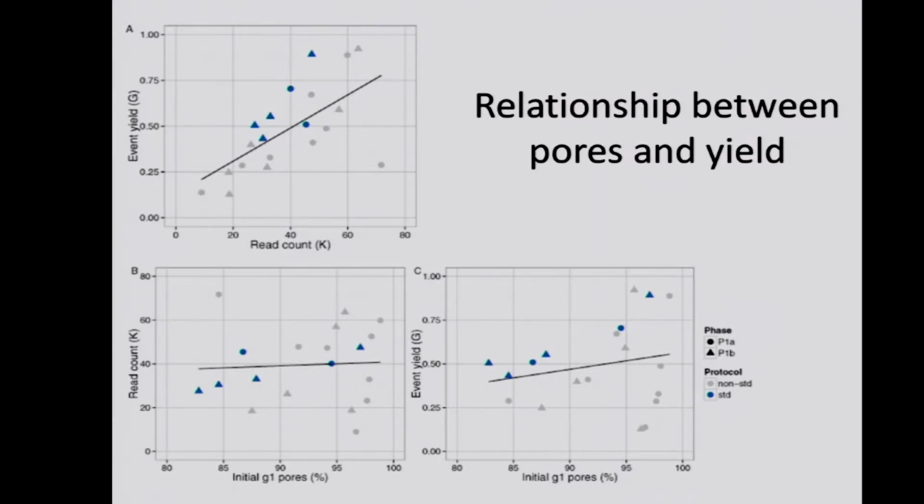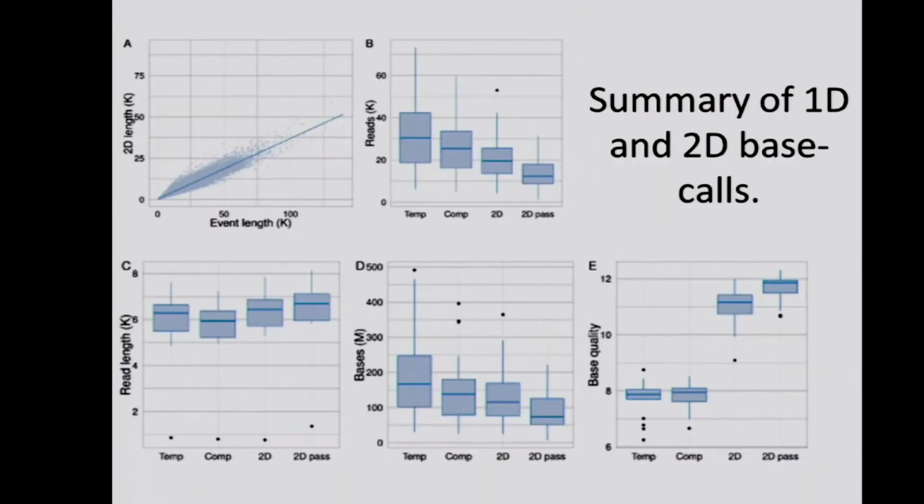Seeing a little bit more clearly over there the relationship between events and reads. Of course, reads and events are correlated as well, fairly well. That's not a big surprise. So the number of reads generated and the number of events generated for this data set are very close to each other.